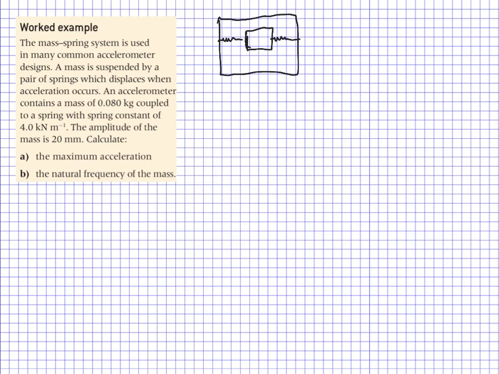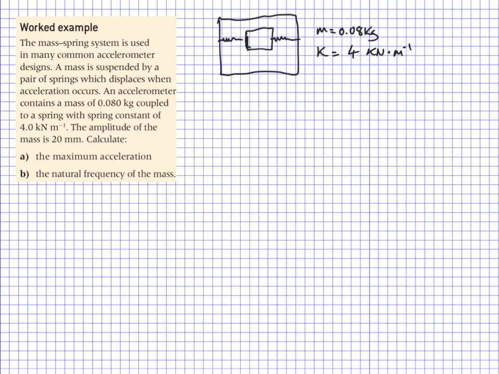And we're told a few things. We're told that the mass is equal to 0.08 kilograms. We're given the spring constant k to be 4 kilonewtons per meter, okay, like this. And finally, we're told the amplitude of the mass is 20 millimeters. Now the question is, what is this amplitude talking about? Is this the maximum amplitude or just the amplitude?